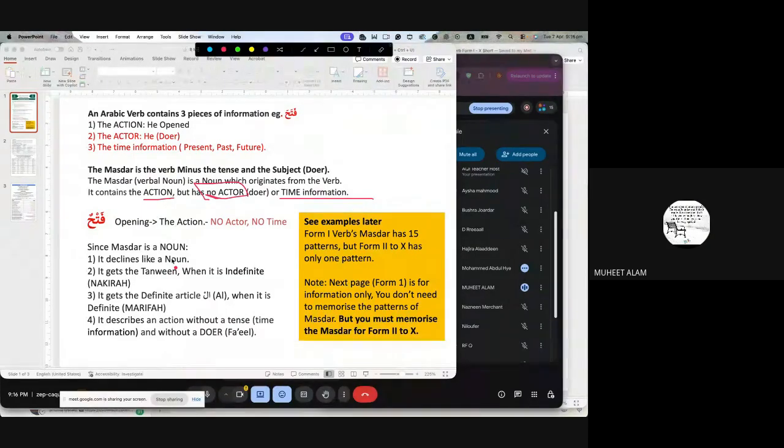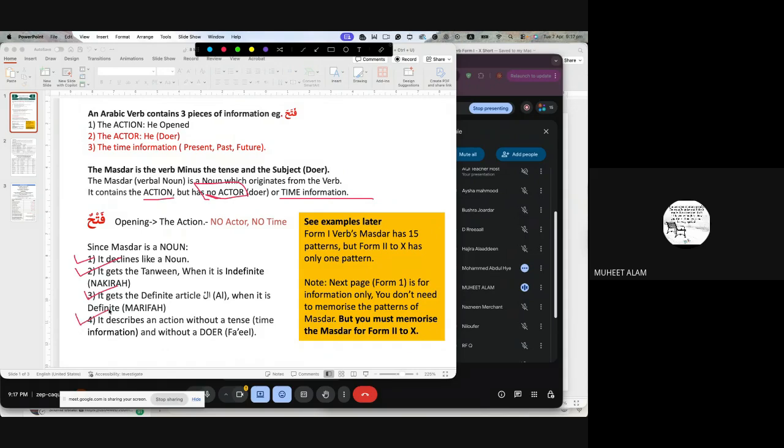Because the Masdar works as a noun, it has the same grammatical rules as a noun. It declines like a noun. It gets the tanween when it is indefinite, which is nakira, and it gets the definite article al, or alif lam, when it is definite, or ma'rifa. It describes an action without the time information, without the tense and without the doer.